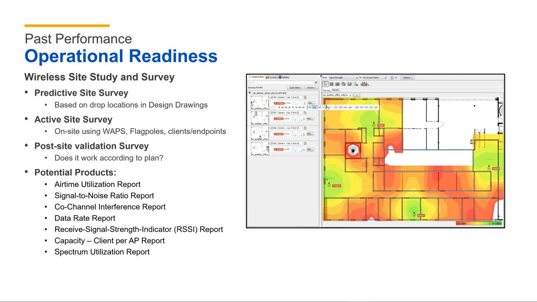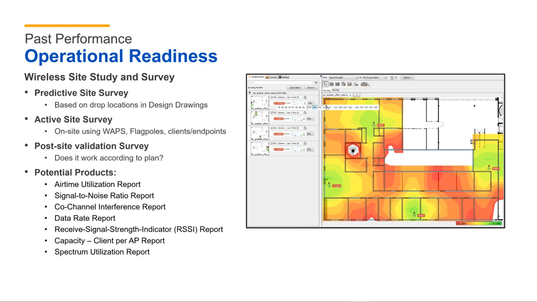And so this is just a representative graphic of software that we use during an active site survey, where there may be interference due to thickness of walls. And that's the case with the red areas that you see on the screen. Whereas the green areas would be really solid wireless support that you could get. So the idea is you don't want to realize after construction is done that there are dead spots, those dark red areas. You want to take care of that during the construction process. And there are absolutely ways to do that.